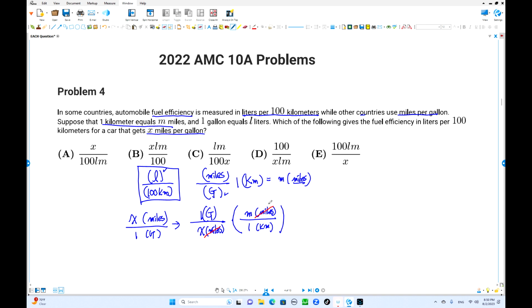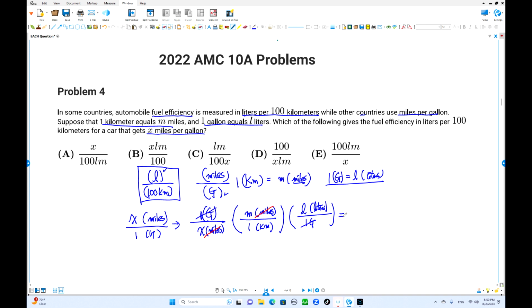Now we're going to change the gallons into liters, okay? Another converting ratio is here: 1 gallon is L liters. I'm going to write that 1 gallon equals L liters. This is the conversion ratio here, because 1 gallon is down here, so 1 gallon equals L liters. Now this gallon is out.